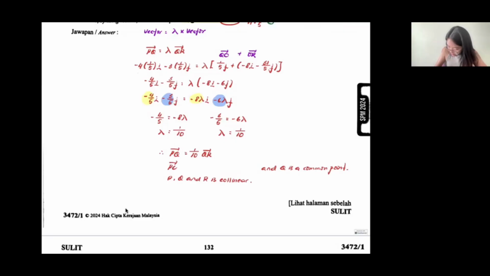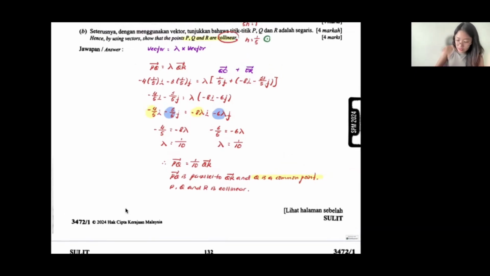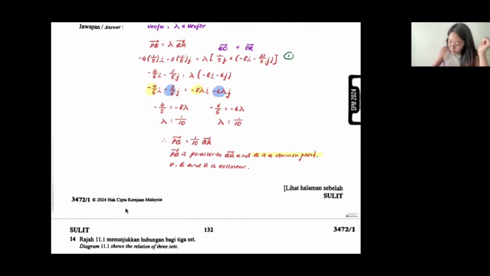Like this first: PQ is parallel to QR, and Q is the common point. So therefore, PQR is collinear. If they are asking for collinear, then you have to write this. If they're asking for parallel only, then no need to write the common point. This is just the difference between collinear and parallel. You'll get 1 mark from this step, the second mark from how you get lambda 1 over 10, and then answer the question, another mark. So this is your answer for vectors.